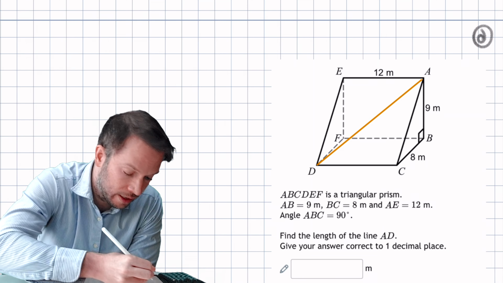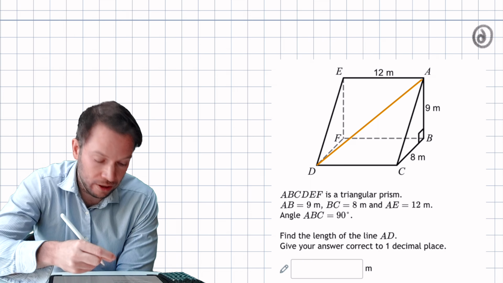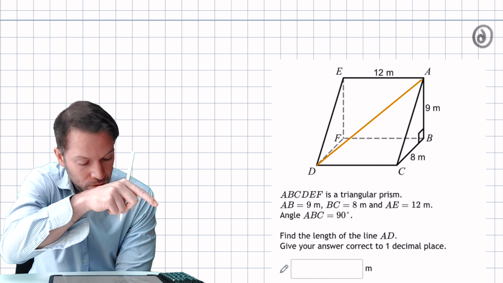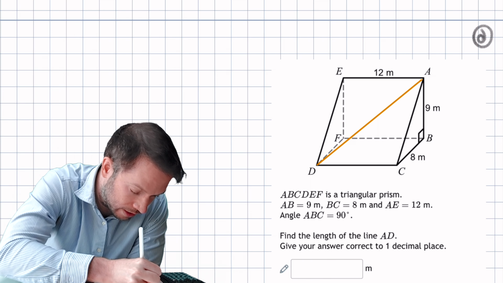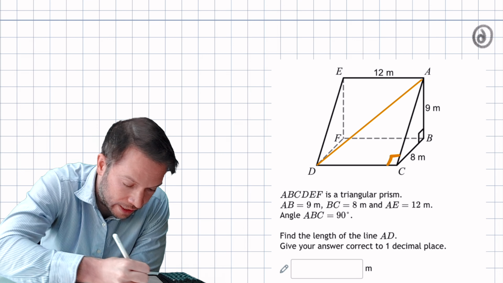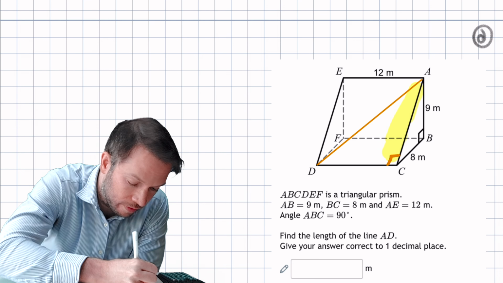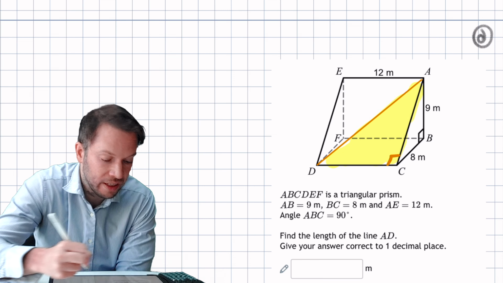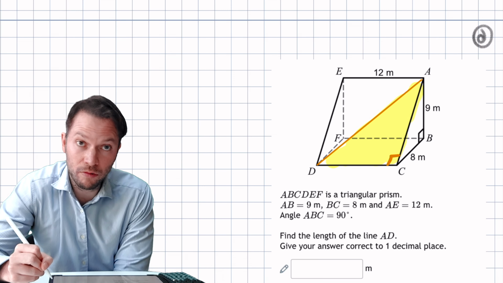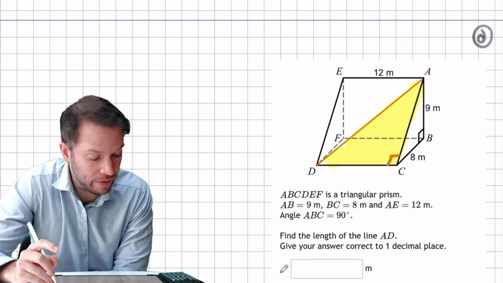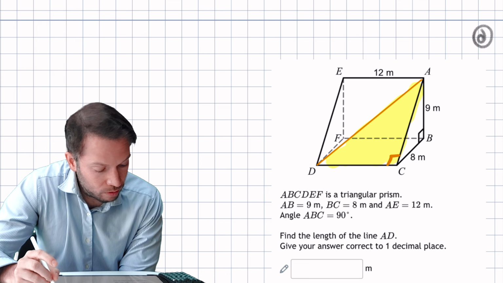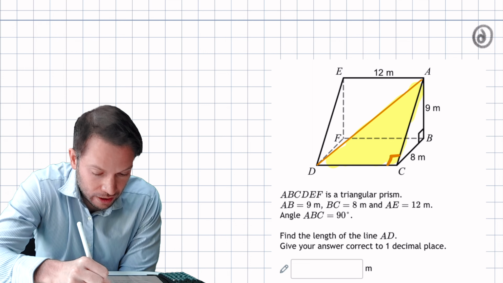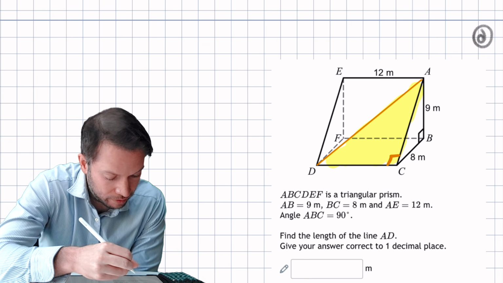Well, can you see that that face diagonal splits the rectangle ACDE into two, and we get this right angle triangle here. So the key with all these 3D Pythagoras problems is to identify a right angle triangle, so we can then use Pythagoras theorem. So what do we know about the lengths on this? We're trying to find the length of AD.